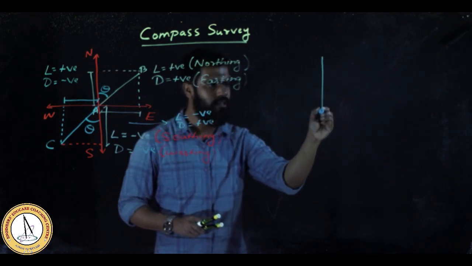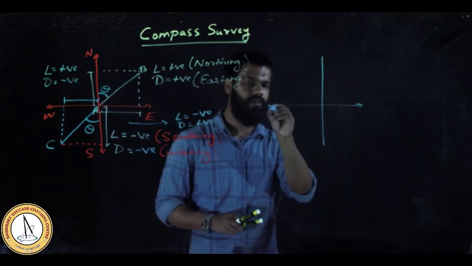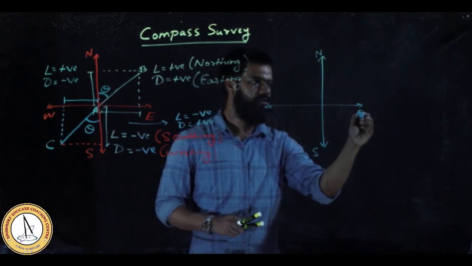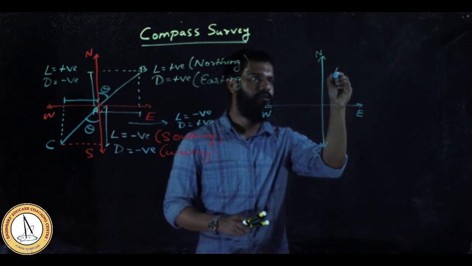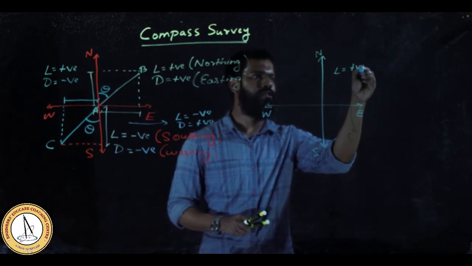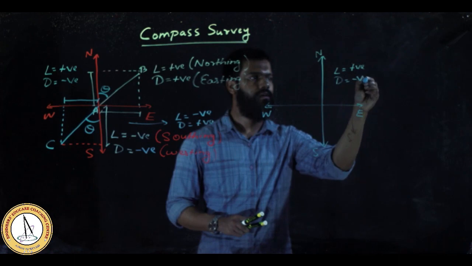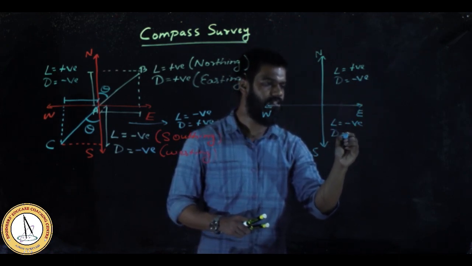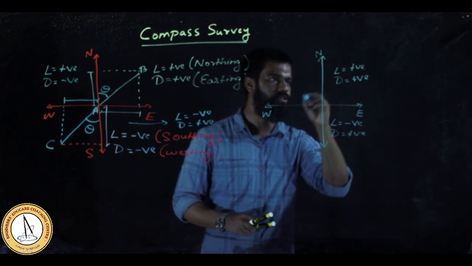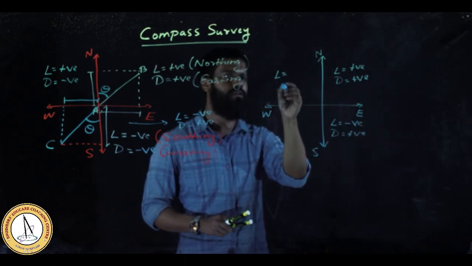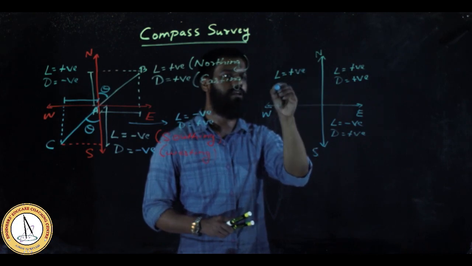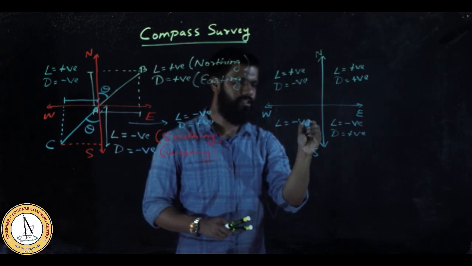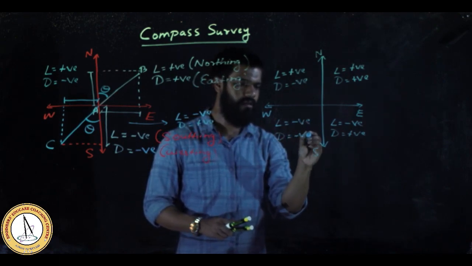For simplicity, I am drawing here again, just writing the sign convention. North, south, east and west. Latitude will be positive, departure will be negative. Latitude will be negative, departure will be positive. So this is positive. Here latitude will be positive, but departure will be negative. Similarly here, both latitude and departure will be negative.